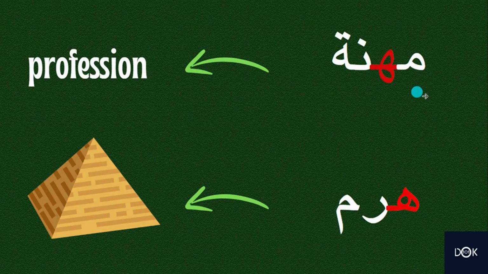So the first example is Mihna. Mihna is a profession. And we see that Ha has changed its shape because it is connected on both the sides and it is in the middle of the word. The second word is Haram, which is a pyramid. And Ha has again changed its shape because it is appearing at the beginning of the word. And that's it for Ha.